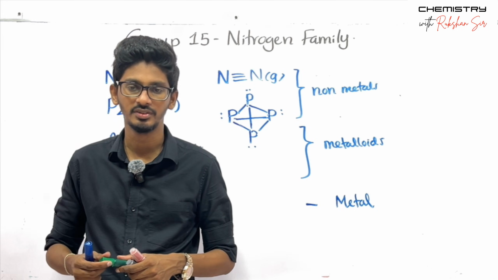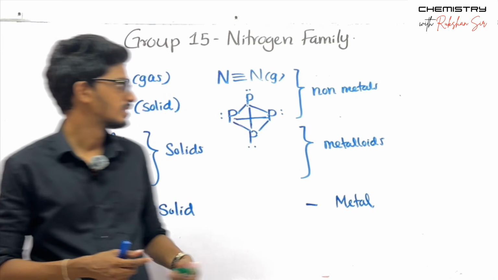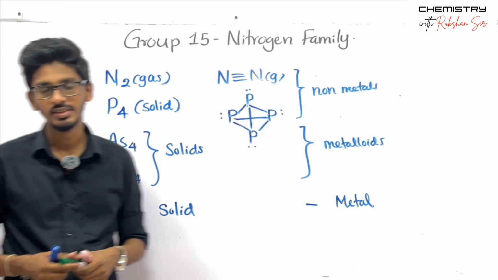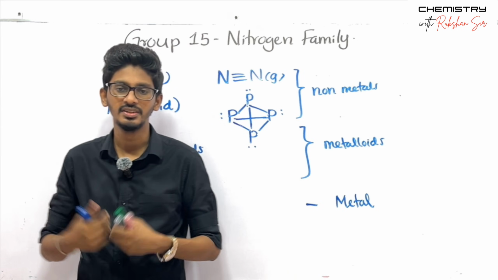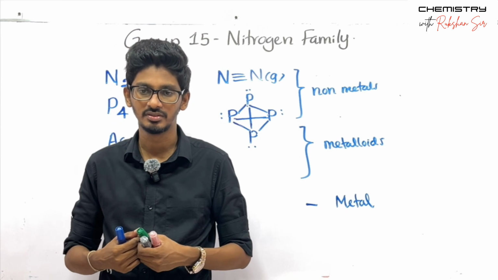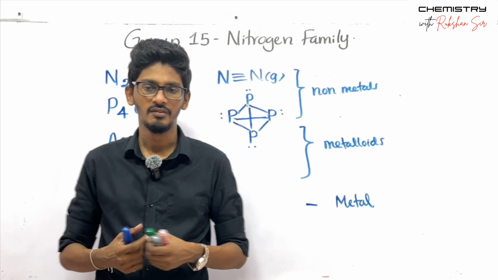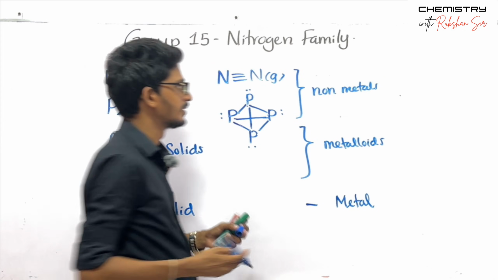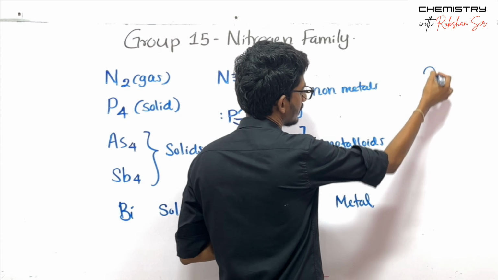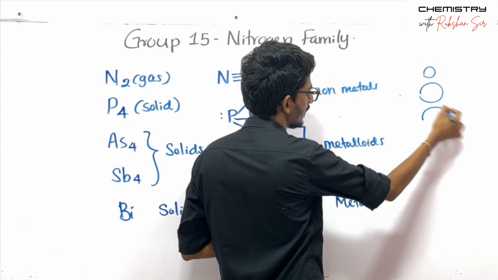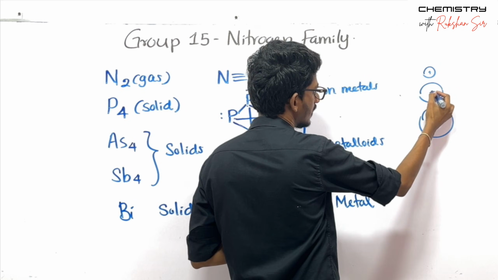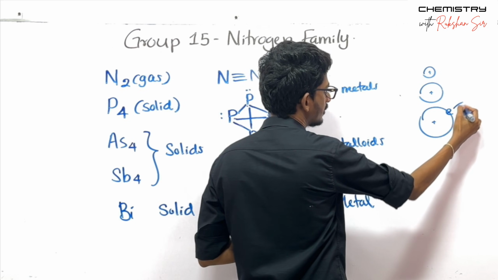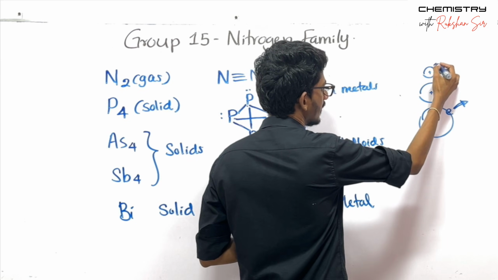The metallic nature increases, and that will be observed with group 15 as well. If you need some reasoning why the metallic nature increases going down the group, it is all about atomic size. When going down the group, atomic size will increase, so it is easy to release electrons.